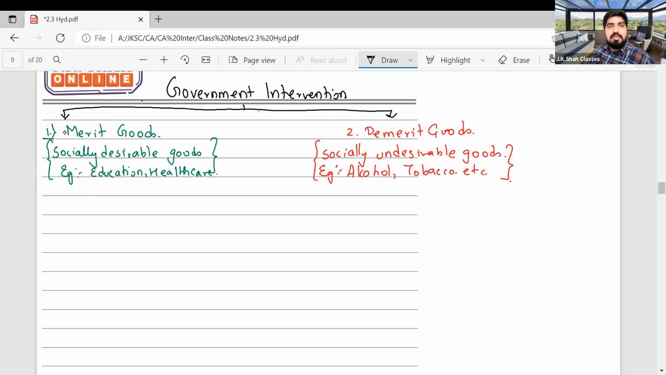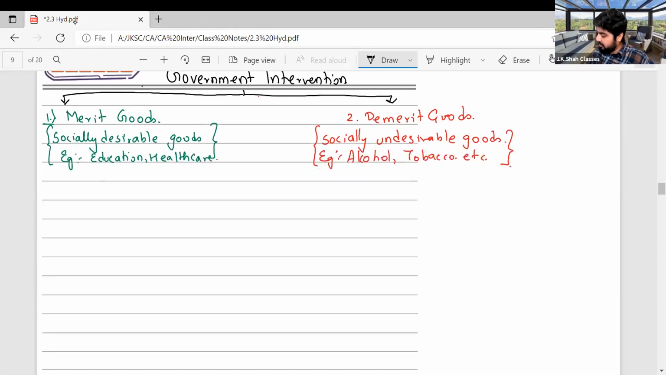Right? So crowded everywhere. So government should not give everything for free. Some nominal charge has to be there. So in case of merit goods, what is happening? How much charge will be there? So let's talk about this.